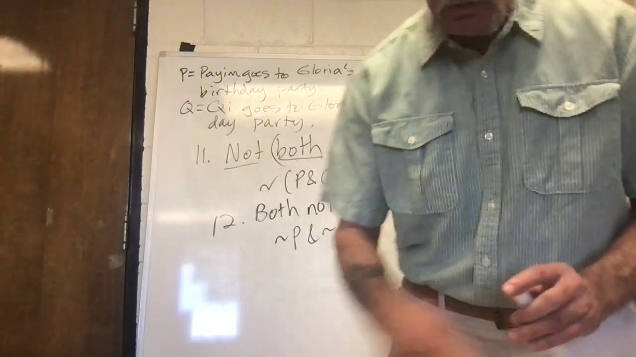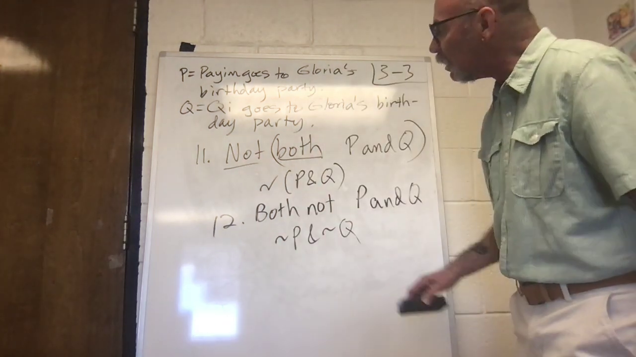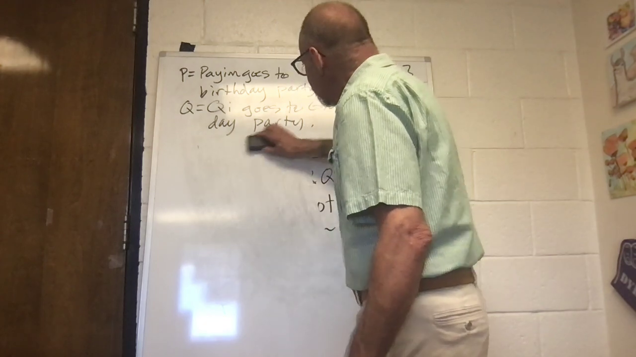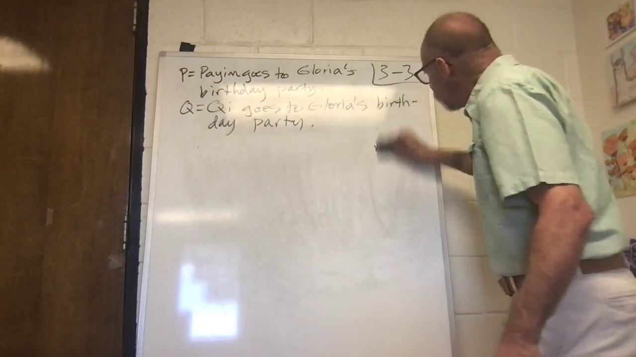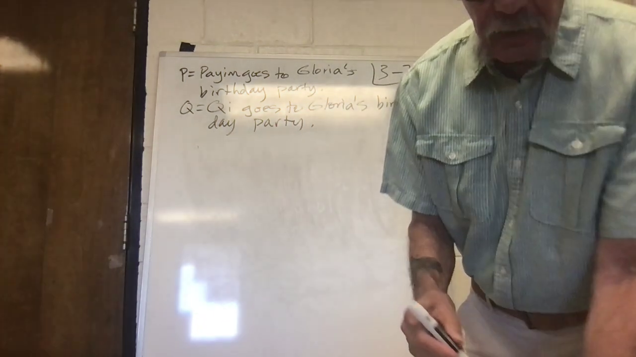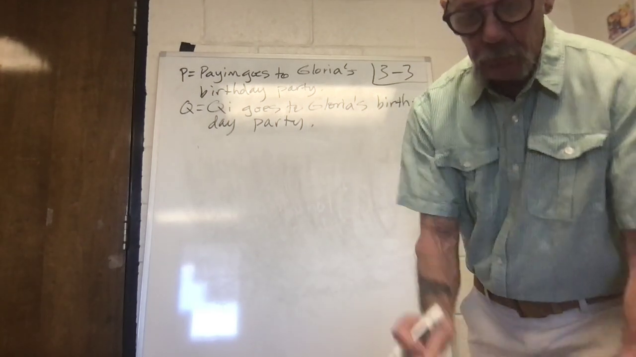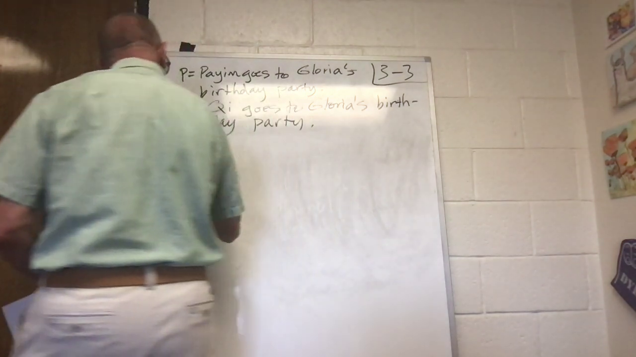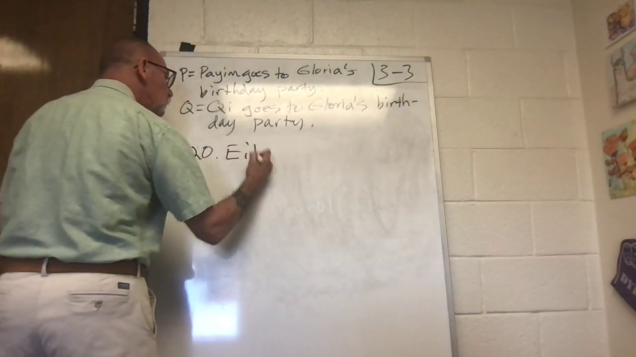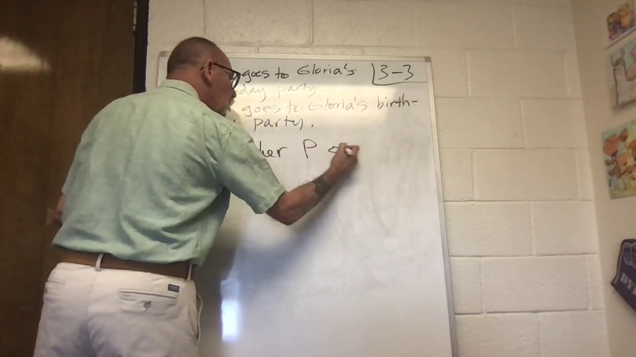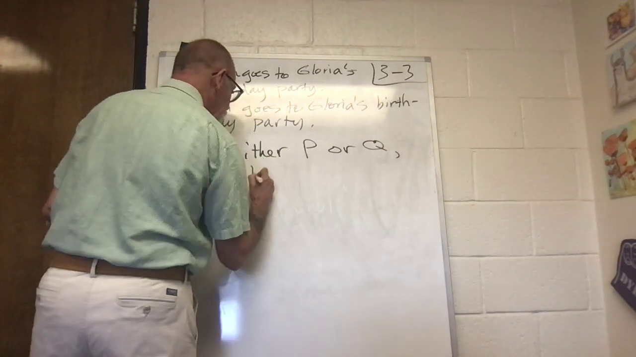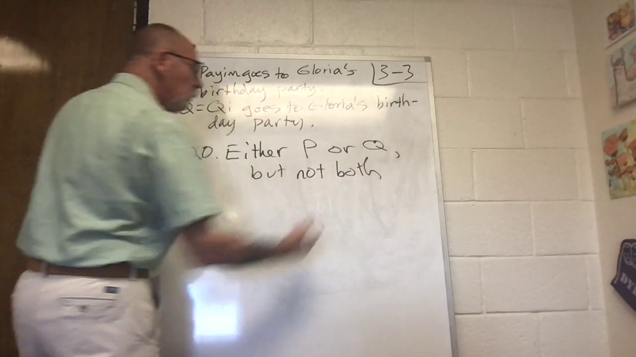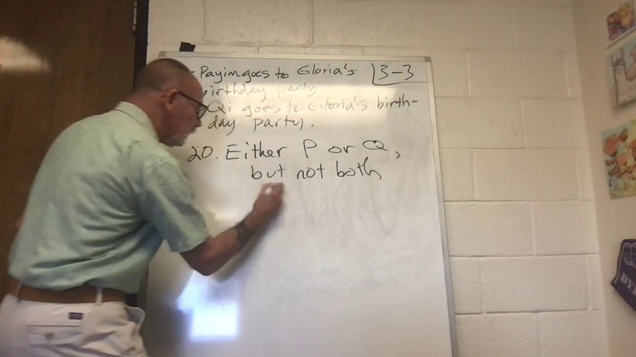All right, I just want to do one more from practice problem set 3-3 for you. This is number 20 at the end of the practice problems. It says either Piam or Key, but not both, will go to Gloria's birthday party. So either P or Q, but not both. But not both what? Not both P and Q.